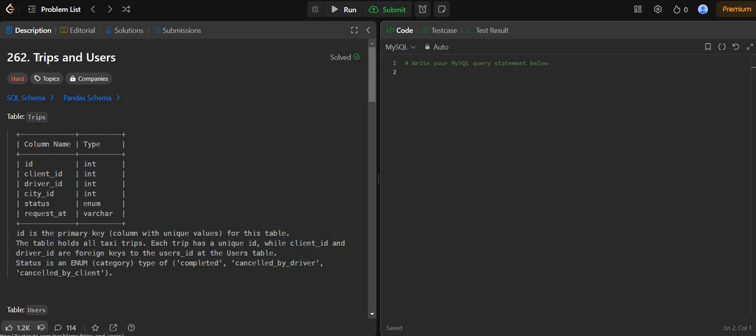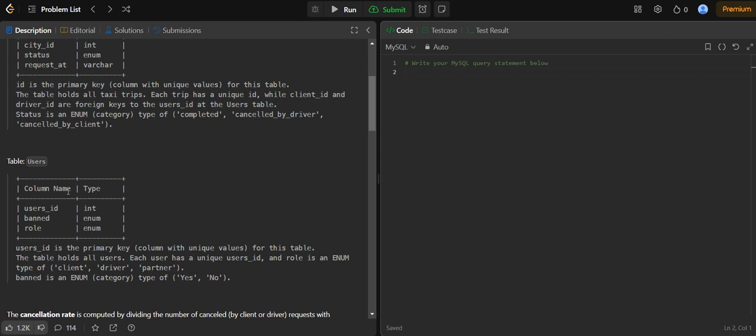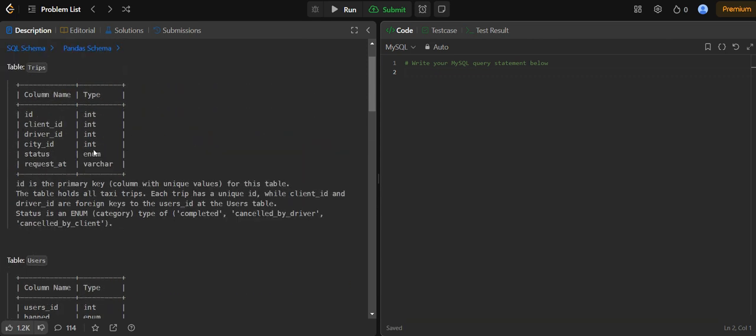Today we are going to solve this problem, trips and users. It is a hard level problem in LeetCode, and this question has two tables, trips and users. Trips has some columns. ID is the primary key for this table. It has client ID, driver ID, city ID, status and requested.